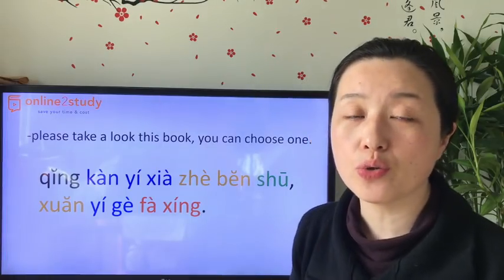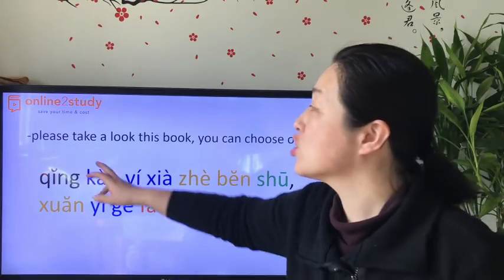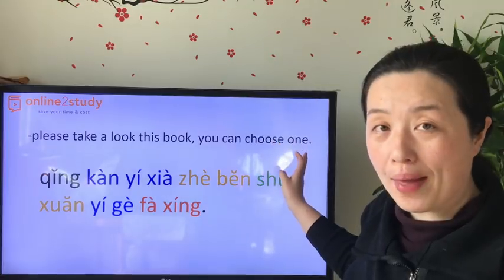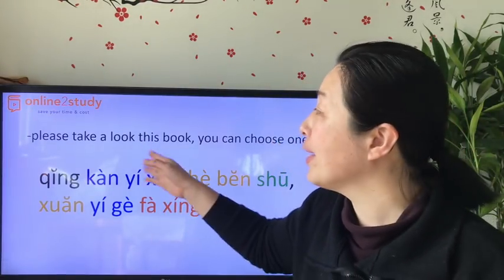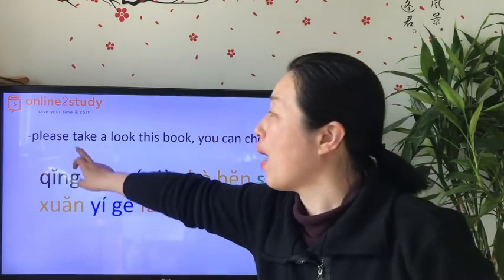And they will let you watch a book and take a look. Please take a look at this book, and you can choose one style and they will cut for you. You can choose one, okay? So, how to say please?